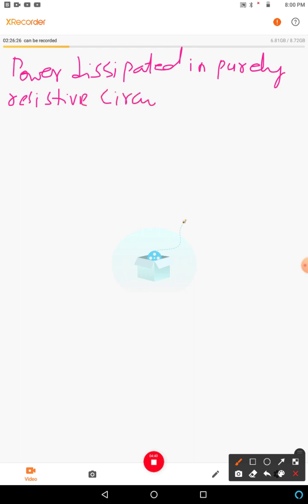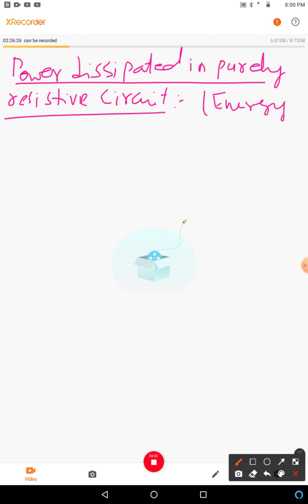Purely resistive circuit. We shall obtain an expression for the power dissipated in a purely resistive circuit. Power dissipated is also called energy dissipated. Why is there energy dissipation? Because of Joule's heating.